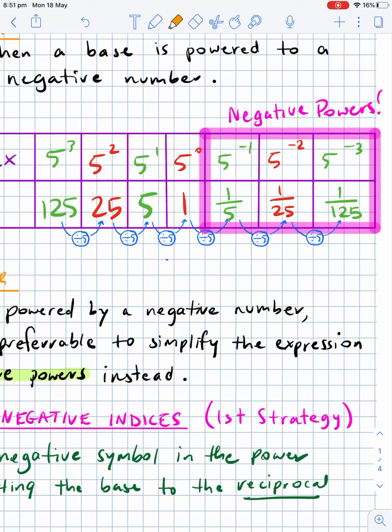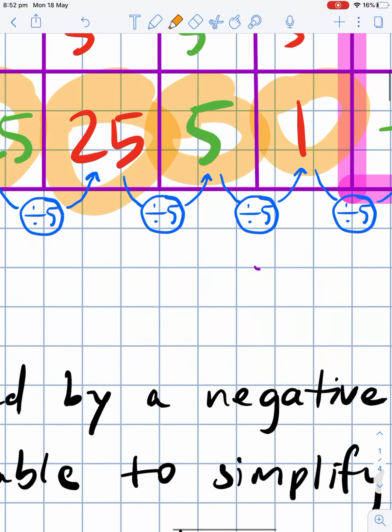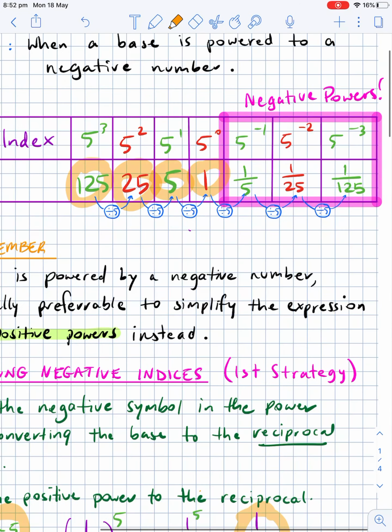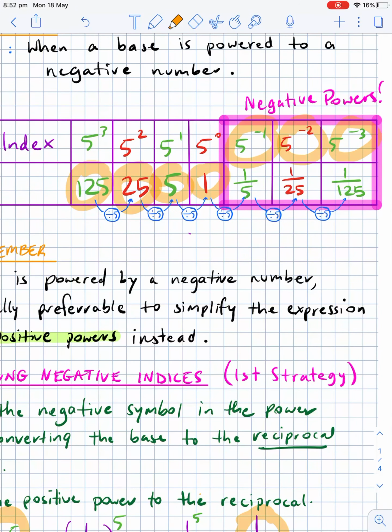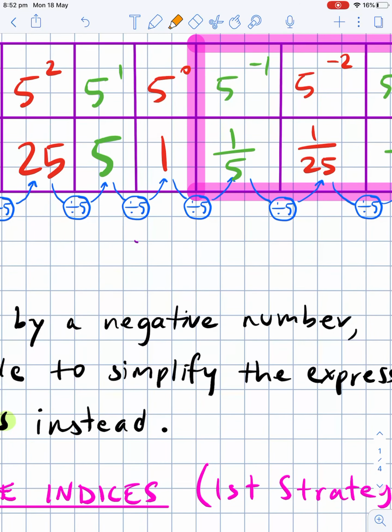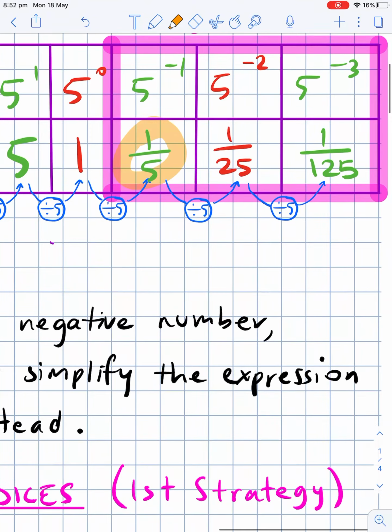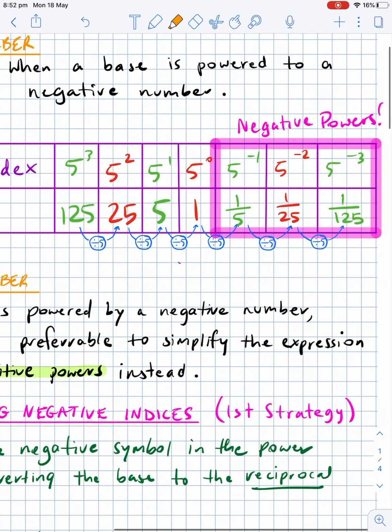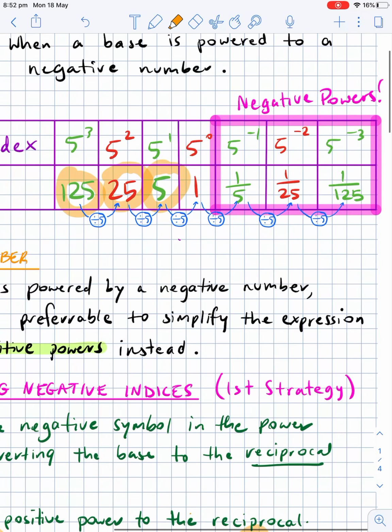Okay, so if you look at the values each time, you'll notice that they're being divided by 5 each time. So if we continue that pattern for these negative powers, maybe that'll help us understand how these negative powers work. So we're dividing by 5 each time, we eventually get to 1, and then we continue the pattern. 1 divided by 5 is 1/5, and then 1/5 divided by 5 is 1/25, etc. You'll notice that these numbers of 5, 25, and 125 repeat, but they're on the denominator for these negative powers. So that's kind of the idea here. This is a bit of an insight into how these negative powers work.